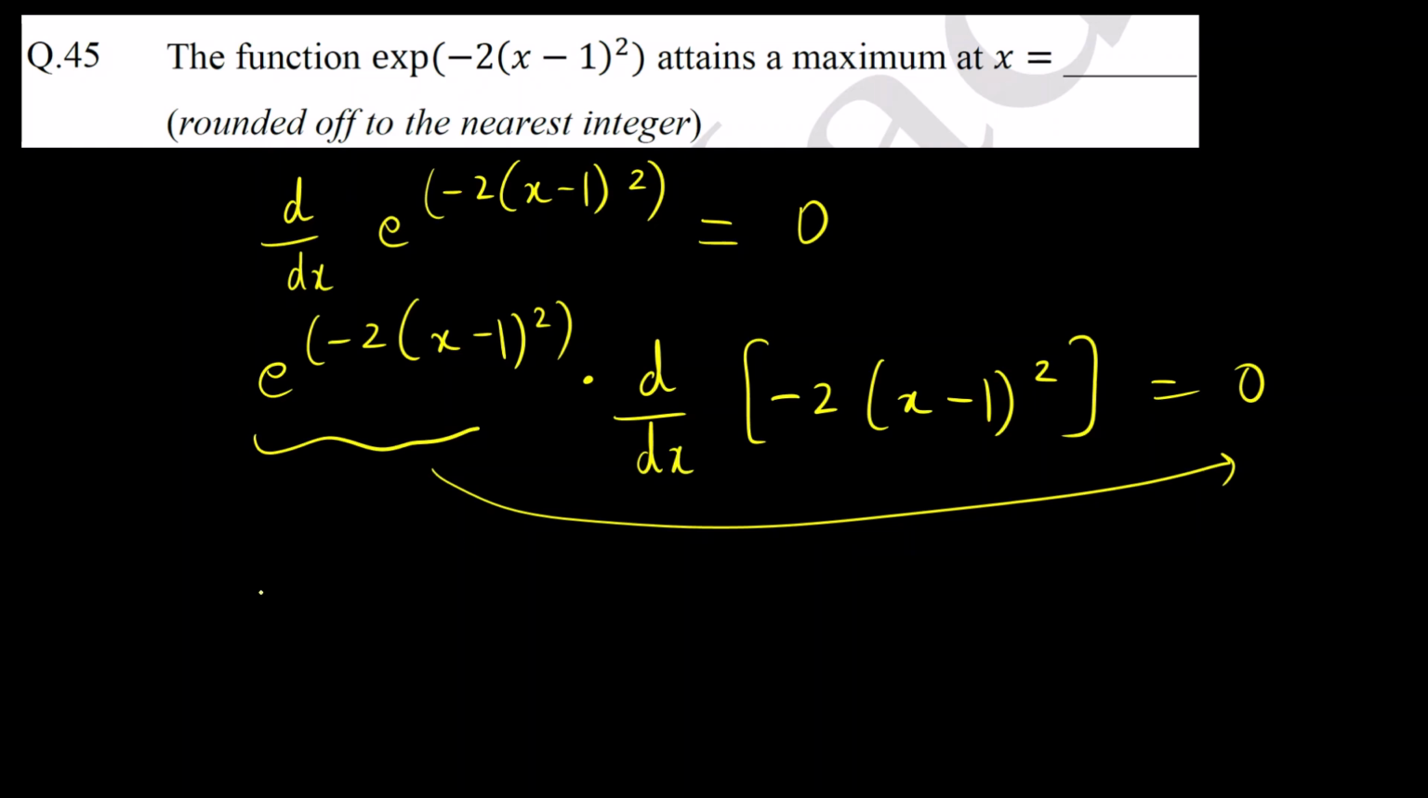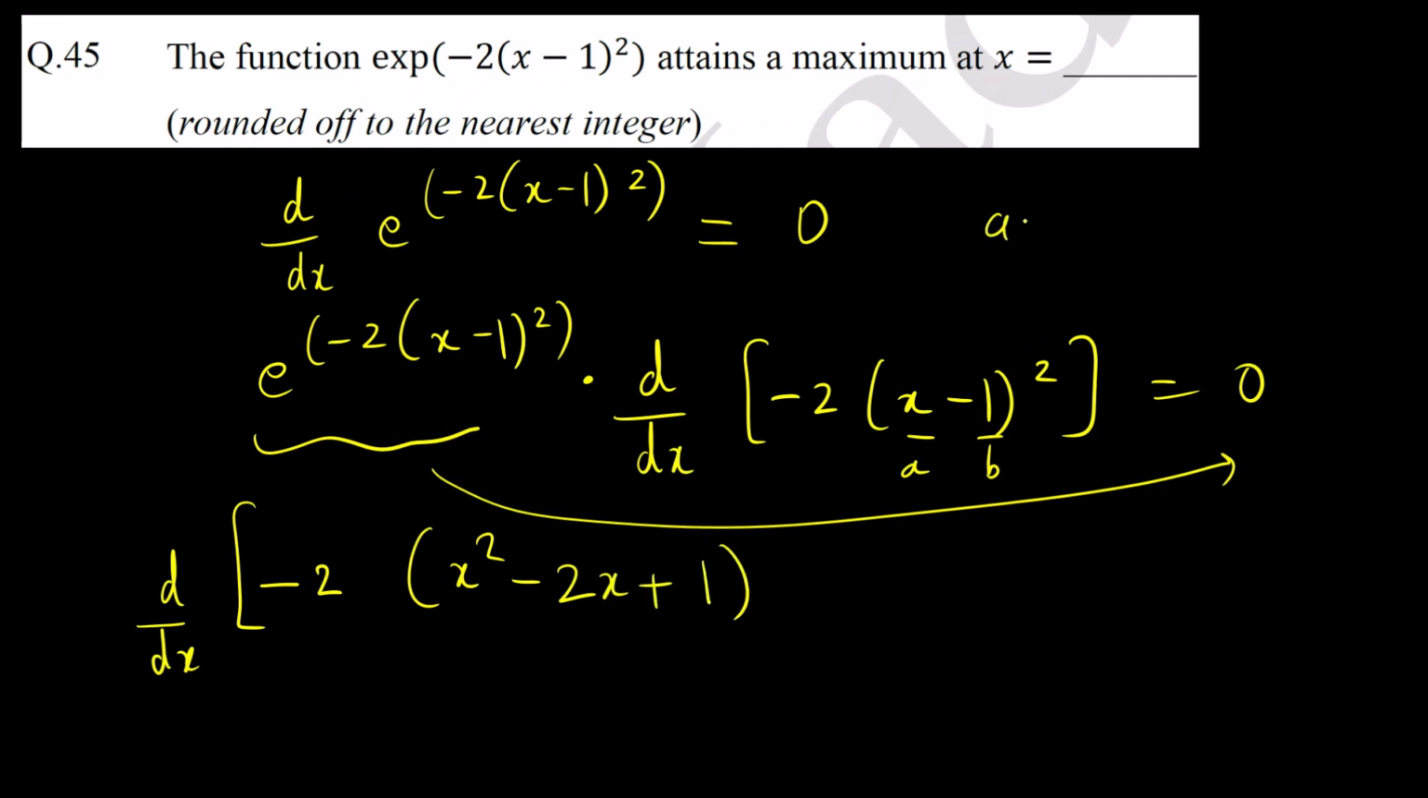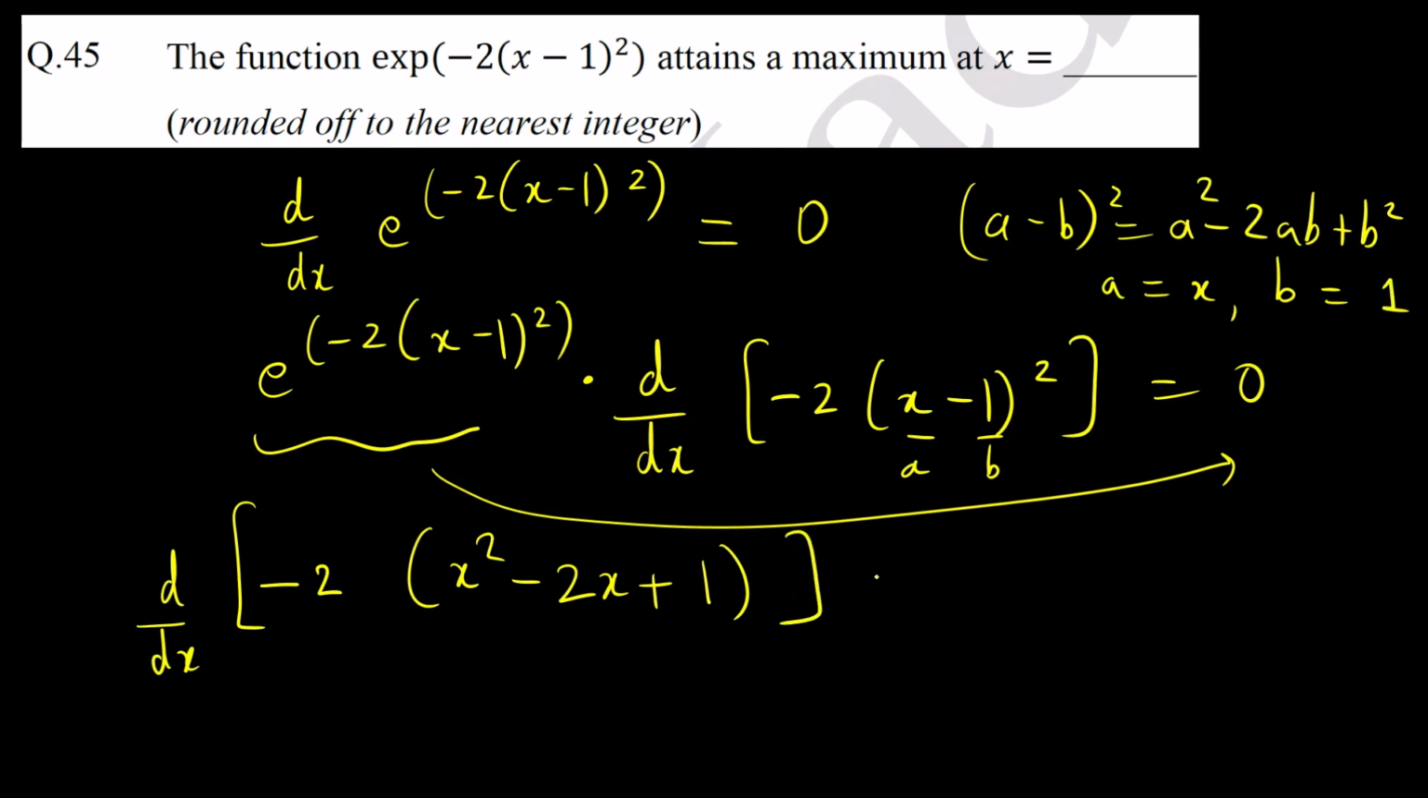Okay, a minus b the whole square, that will be, okay, derivative of a square, this is a, this is b, a square, that will be x square minus 2ab. So 2 into x into 1, that is 2x plus b square, that will be 1. What is a minus b the whole square? It is a square minus 2ab plus b square. Here a is what? X. B is what? B is 1. Okay, so this equal to 0.